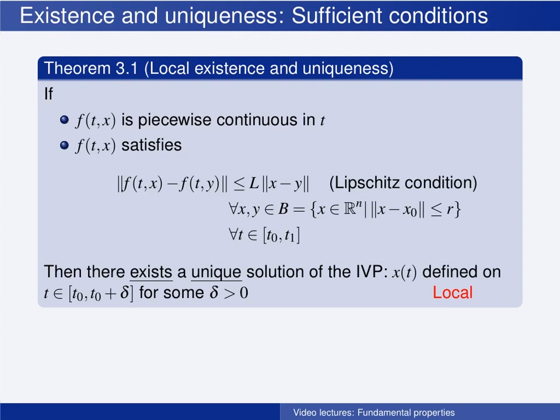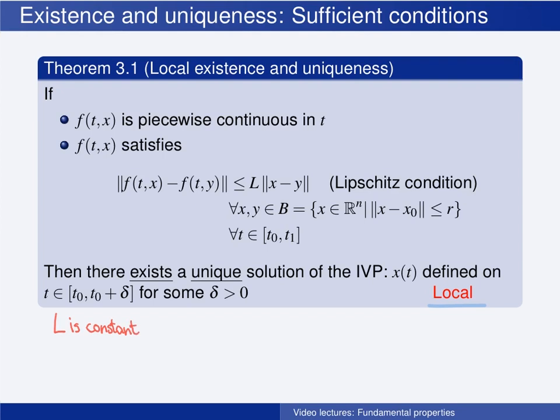Theorem 3.1 gives sufficient conditions for local existence and uniqueness of the solution of the initial value problem. Specifically, the solution is only guaranteed to be well defined in the immediate future up to some time interval delta after the initial time. Note that L has to be a positive constant. That it has to be positive follows naturally from the properties of norms, so the important thing to notice is that it has to be constant. It may not vary with the time t or the state x.